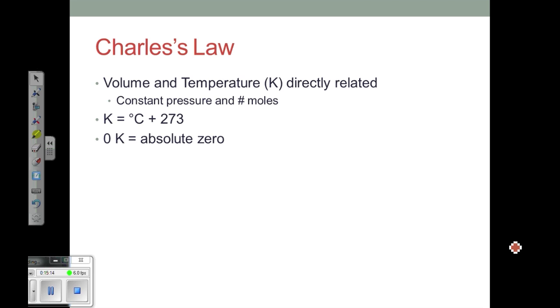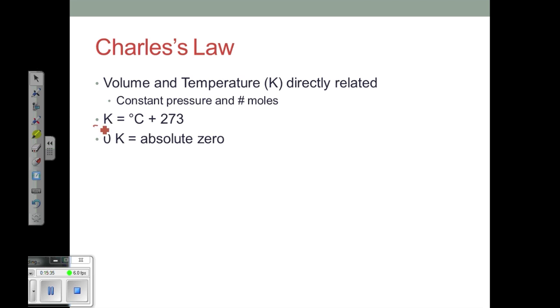Now the little kicker here is that this is done under a constant pressure and still a constant number of moles. So that means we are increasing the temperature of our system, but we maintain a constant pressure. But what is very important here is the next line.